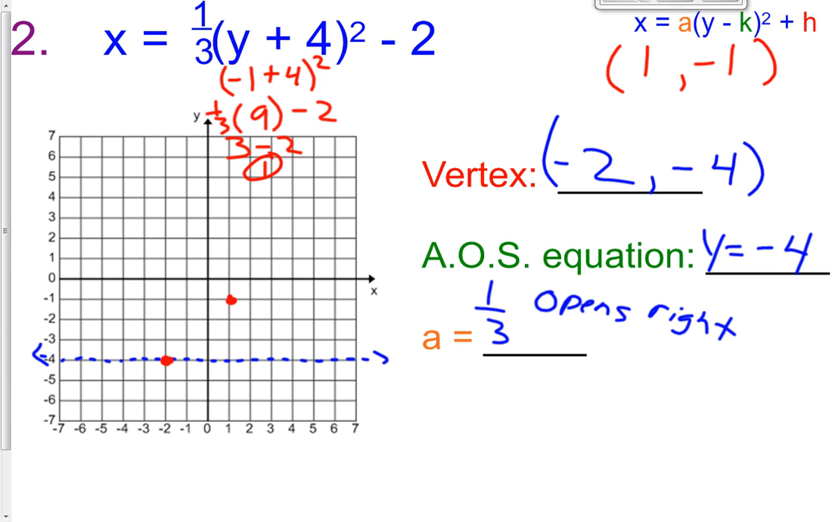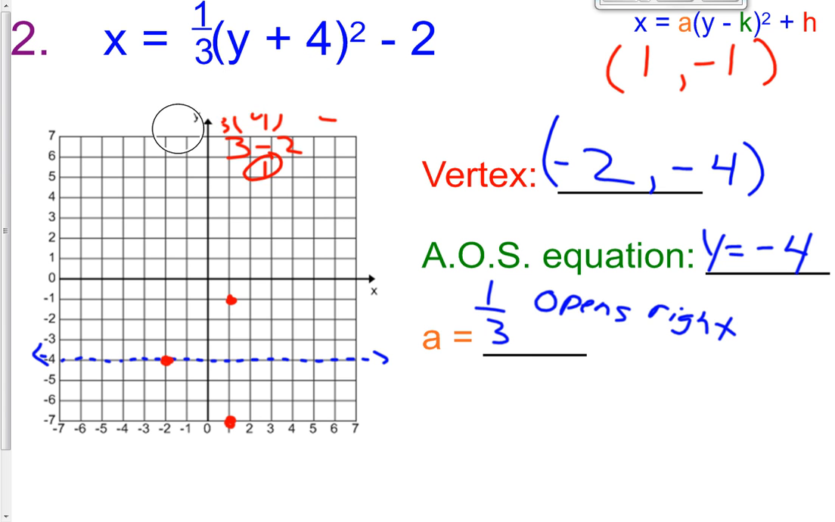And because parabolas are always symmetrical, I know that if I go up 1, 2, 3, and over 1, 2, 3, I can do the same thing going down 1, 2, 3, and over 1, 2, 3. So another point on my parabola is right there. Hopefully that makes sense to you. Let's try one more to practice.